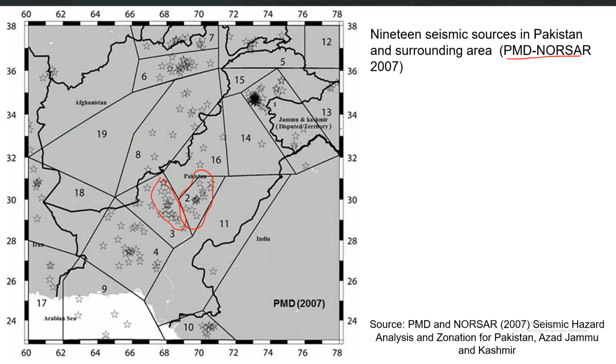So also, since we know that the main plate boundary and the major seismotectonic features are along this line, along the main plate boundary, you can expect a concentration of past earthquakes as well as the corresponding source zones along this main plate boundary. So this is an example from Pakistan.